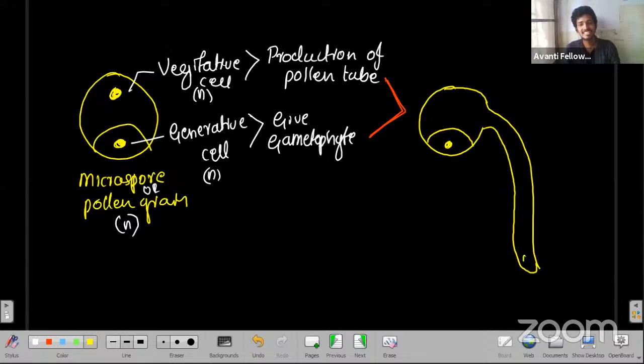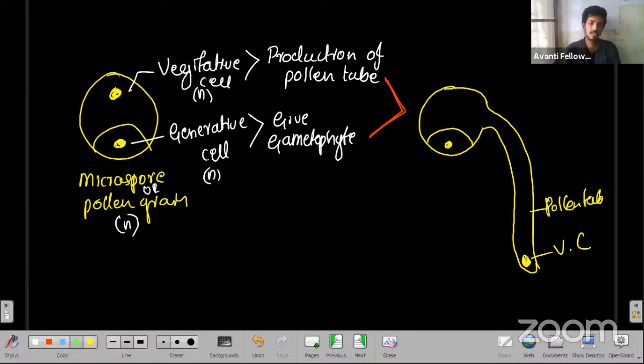Okay, think that it's giving the pollen tube. Which one is giving the pollen tube? The pollen tube is given by the vegetative cell. Okay, then what about this particular cell? This particular cell will divide and form the two cells. Okay, how will it divide?